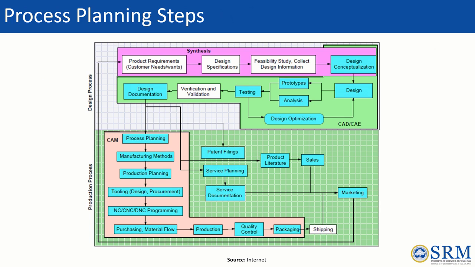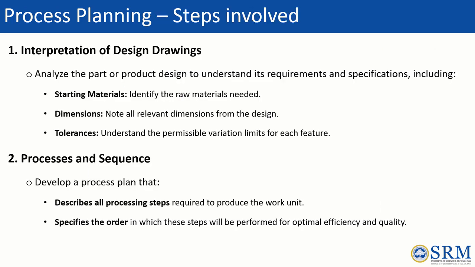Now this flowchart shows the process planning steps, where it involves the design, interpretation and process sequence. The first step in process planning is interpreting design drawings. Here we identify materials, dimensions, tolerances and specifications. The second step is establishing the process sequence.